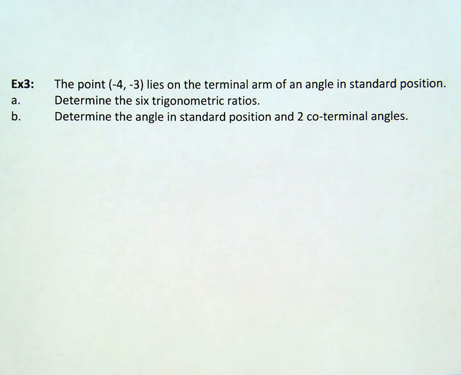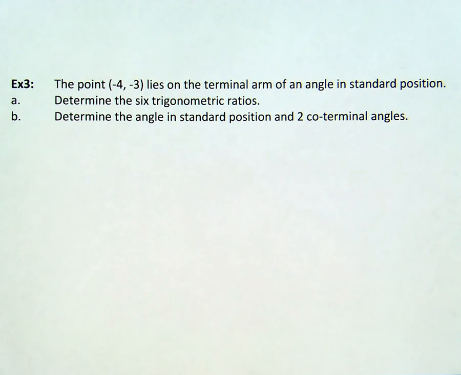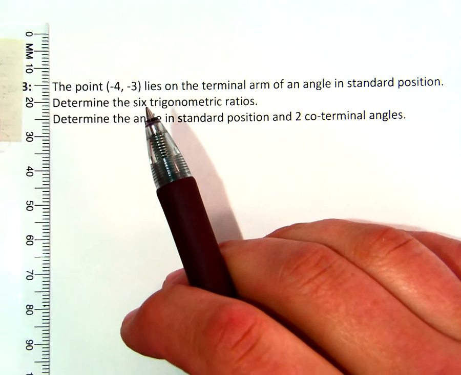Hi everyone, just another example, like example 3 here, where we've got a point and you need to figure out the 6 trigonometric ratios. So we know the point (4, -3). If you plot that, it's going to be down in quadrant 3.